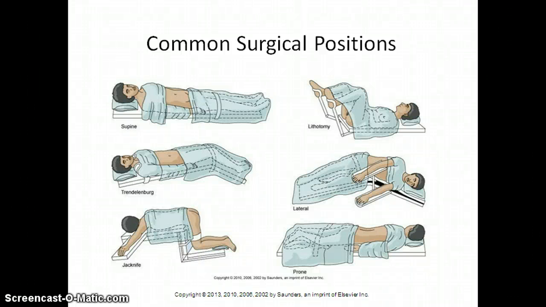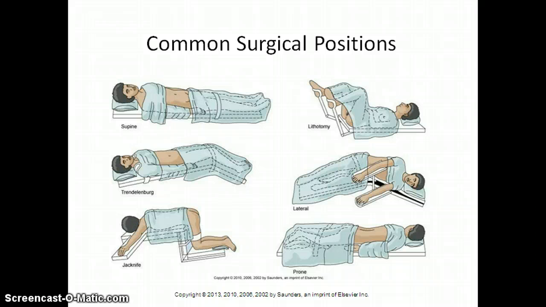Welcome back. We're going to finish up with intraoperative patient care and discuss common surgical positions. This can be found on figure 1710, page 280 of your IGGI book. Typically when the patient arrives in the surgical area in the operating room, they're in a supine position after they transfer onto the operating bed.